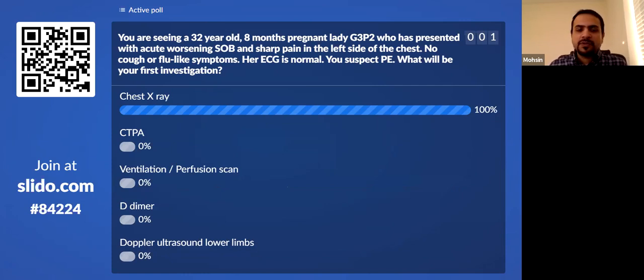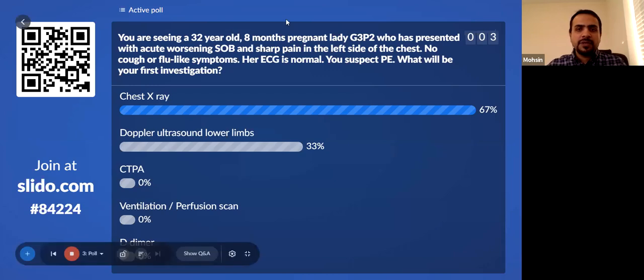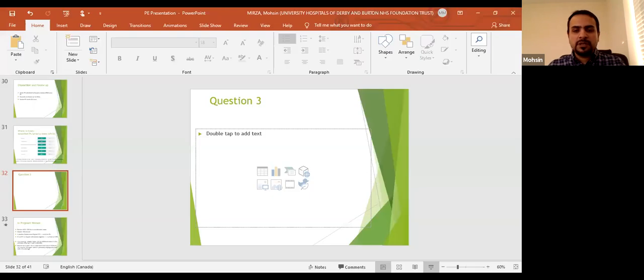Yes, so your first investigation would be ECG and chest X-ray, basically. The guideline says you should have an ECG done, and if the ECG is not showing something clear-cut, go for a chest X-ray to look for any alternative diagnosis. If the chest X-ray is normal, then your next step should be to go for Doppler ultrasound of the lower limbs, and according to that, I'll just come to that in a second. What to do next when you have a normal or abnormal Doppler ultrasound finding.